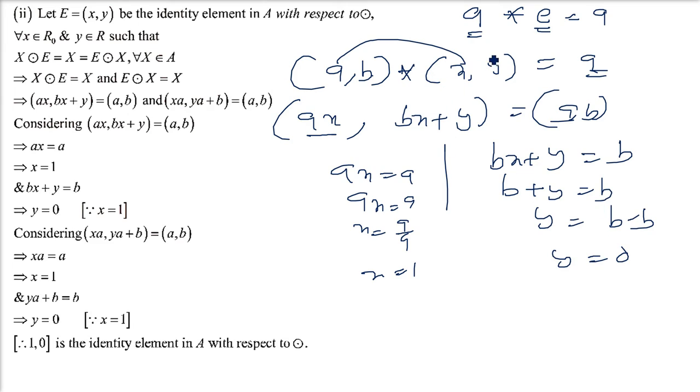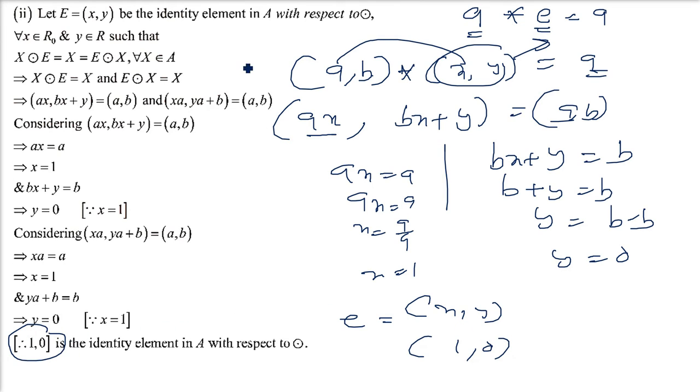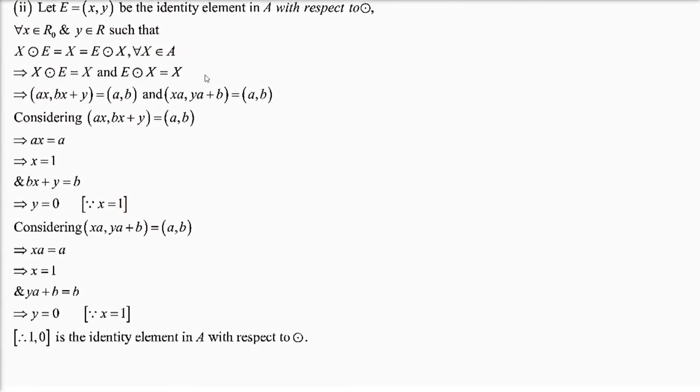So this X and Y is the identity element. In place of X I am writing 1, in place of Y I am writing 0. So (1, 0) is the identity element in A with respect to this operation.